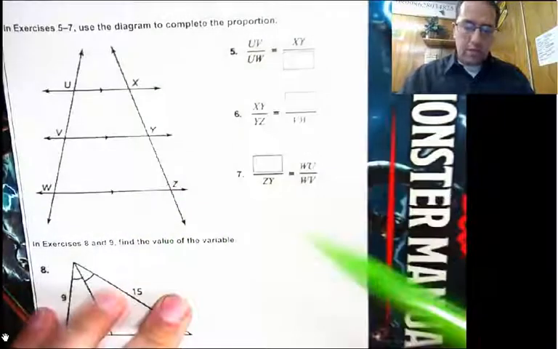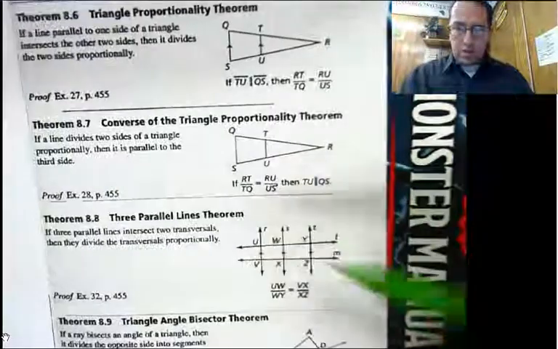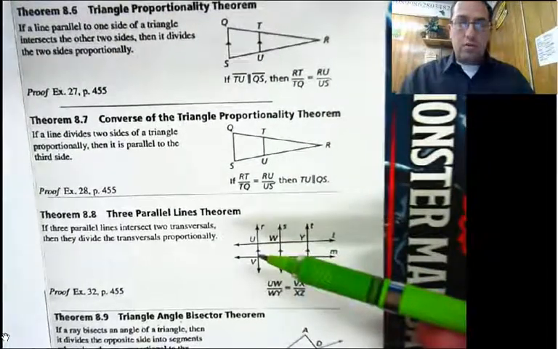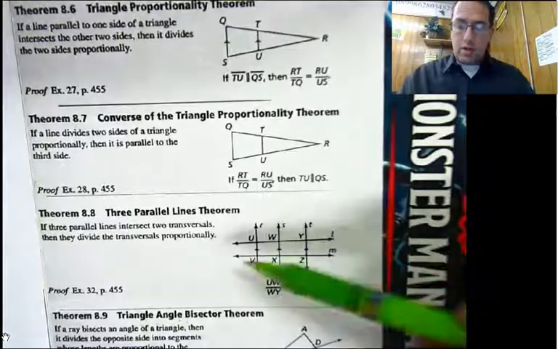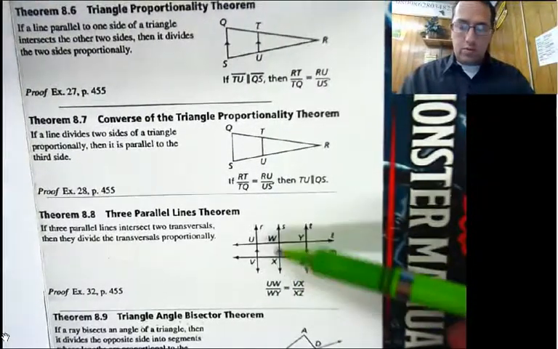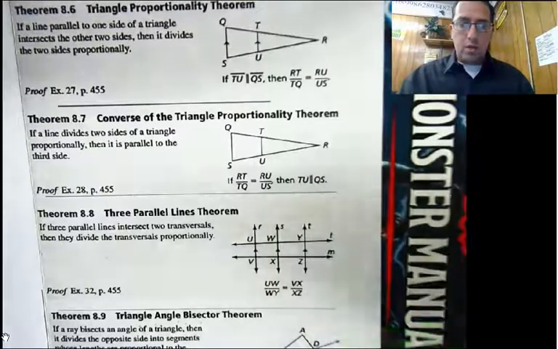Okay, so here we have some parallel lines. We have some lines going across it. So this is going to be the three parallel lines theorem, right? So if you have three lines that are parallel and they cross two transversals, all the little segments that they make will be proportional. All right.